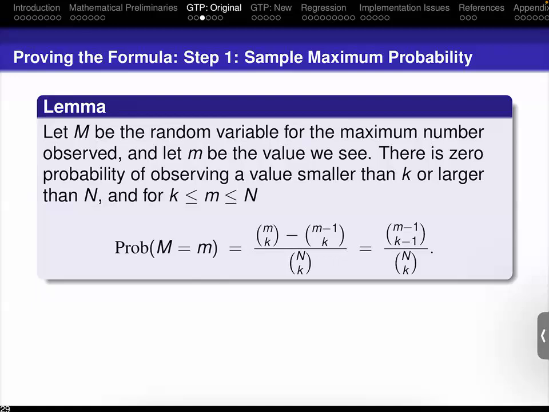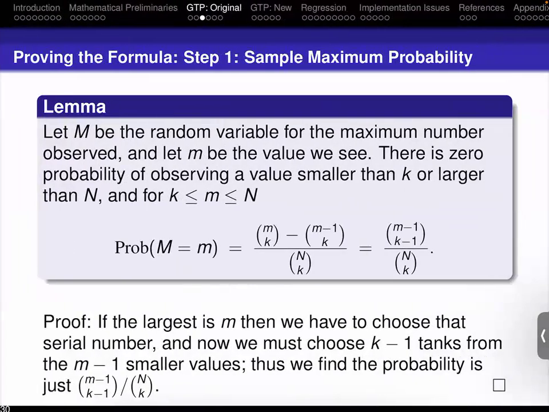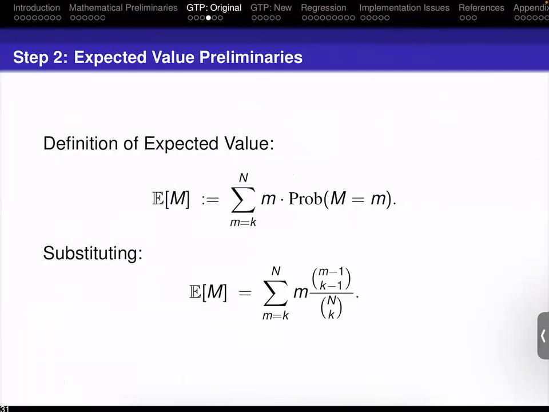I've got to observe k tanks. I've chosen one. How many tanks are left to observe? K minus 1. And the largest I can observe is m minus 1. So that's where the m minus 1 choose k minus 1 comes from. If m is the largest, then I have to choose k minus 1 from m minus 1. Okay, so the text over there is just what we basically just said out loud.